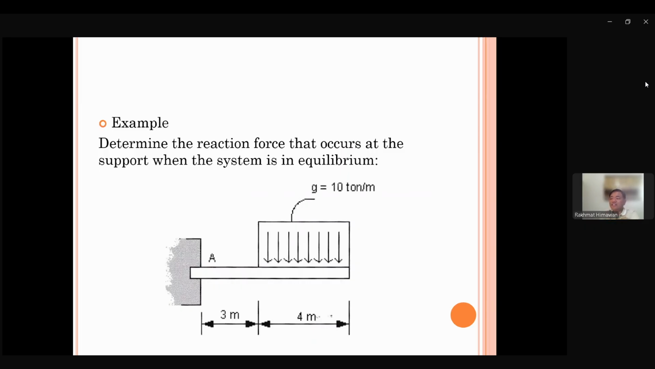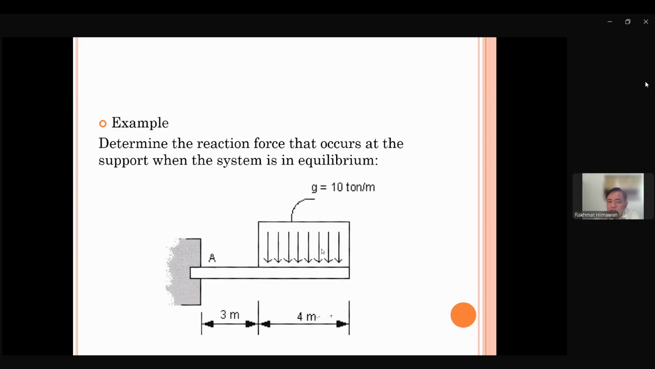Now they have different support system. Okay. Now, here, this is clamping support at point A. And the force is distributed only over 4 meters, starting 3 meters from A and 4 meters long. This distributed force is 10 ton per meter, but in this area. So how can we find the reaction force in A with this clamping support?